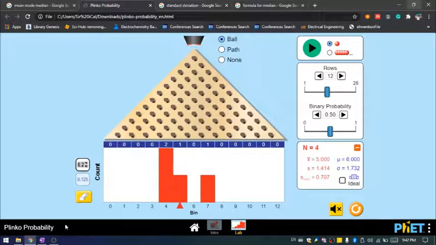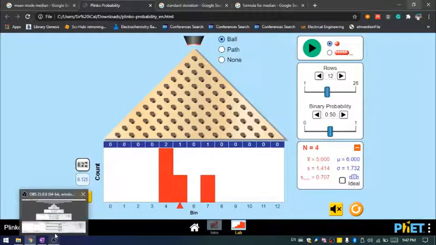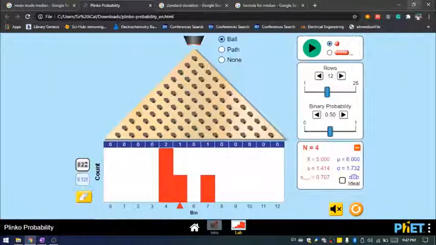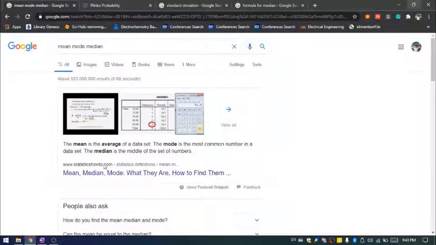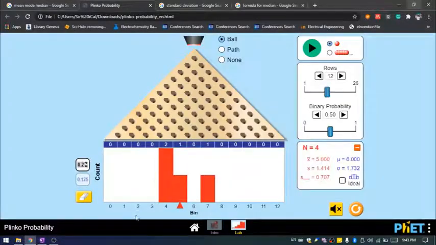So thank you for playing with me with Plinko. I hope you get something from this experiment. So I hope you get the point of mean. Hindi ko na tinuro yung median, no? Mean is the average of the data set. So the mode is the most common number. So balik natin Plinko. Ang mode natin dito ay yung 4.